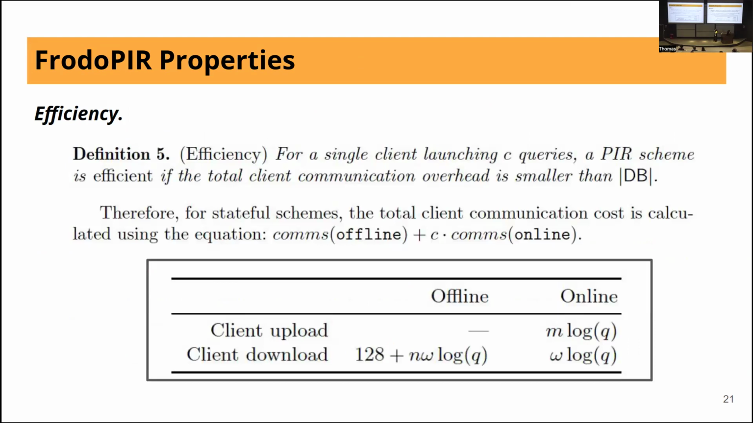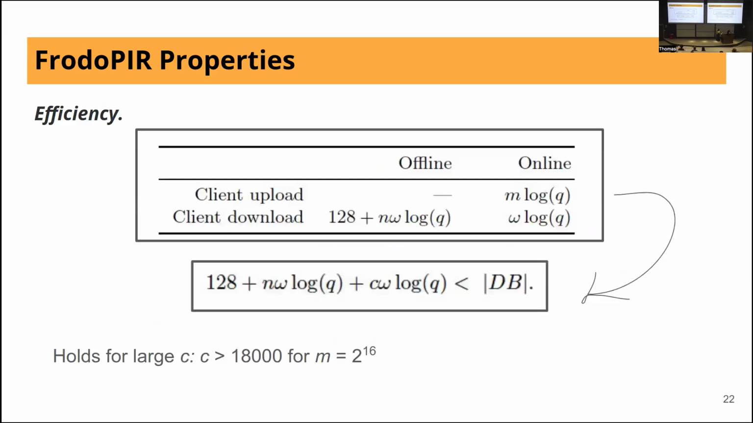So how does it look for other PIR? Essentially, you have the parameters, the complexities that you see here for the offline and online phases. And what we argue is that that is less than the size of locally downloading the database. And this in FrodoPIR really holds for a large C, for the number of queries that the client is going to be sending. For a C that is bigger than 18,000, for an M, which is the size of the database, of 2 to the 16. So as you see here, we're very efficient because we will have a very big database of 2 to the 16 elements, and then the client is going to be able to execute a lot of queries during that time and still maintain efficiency.